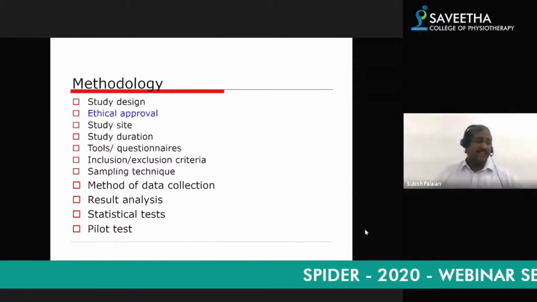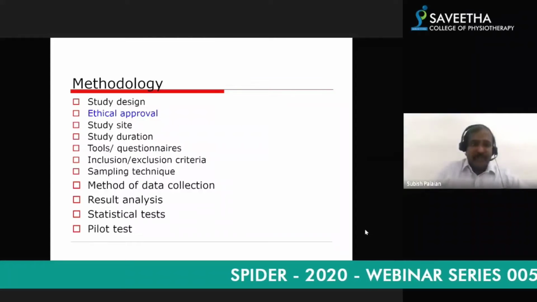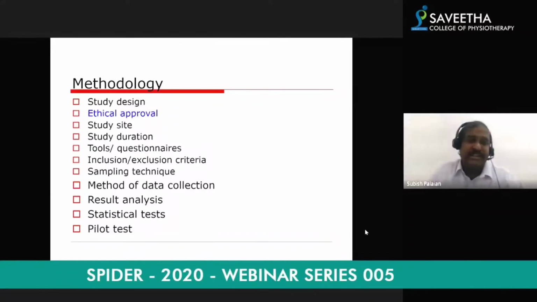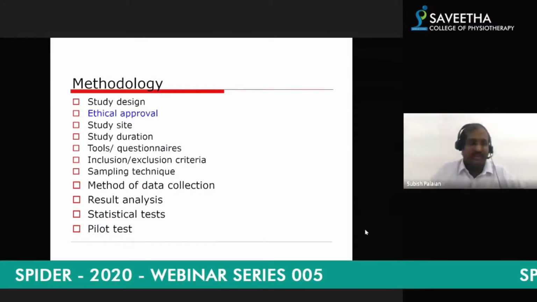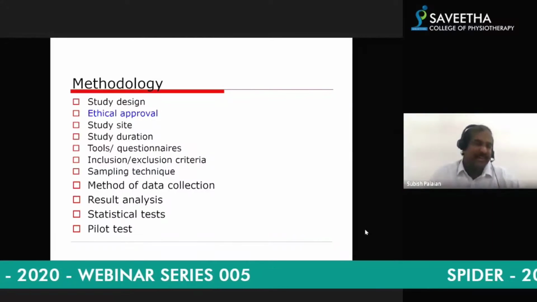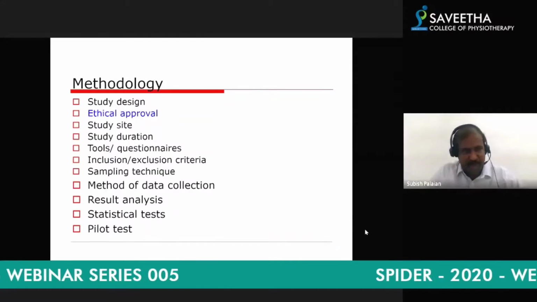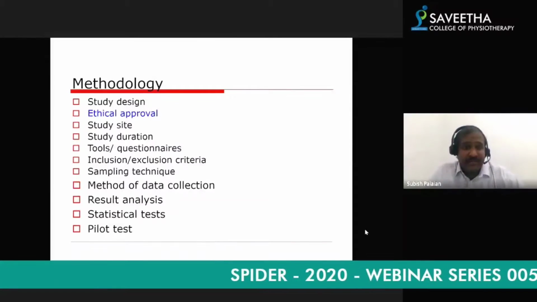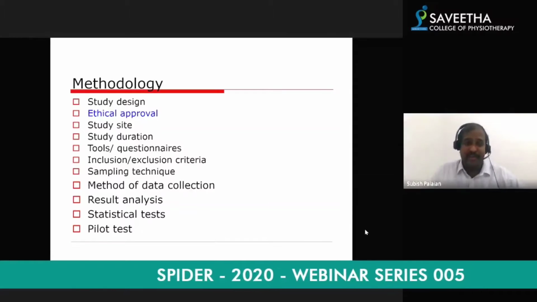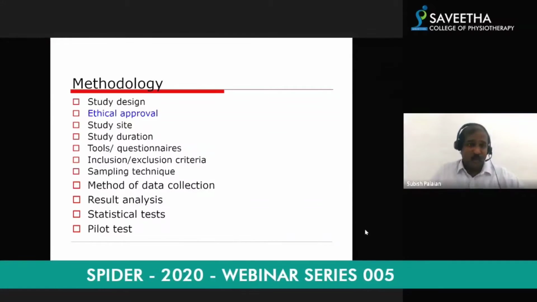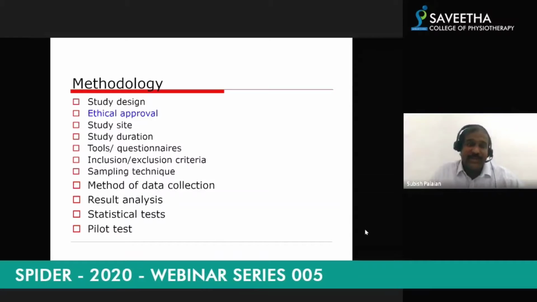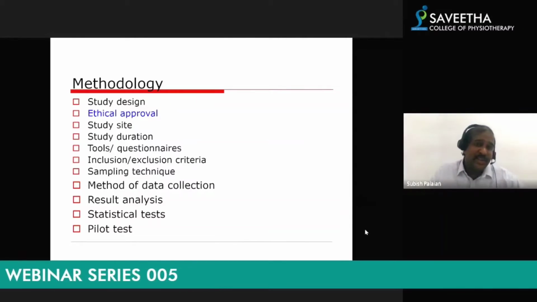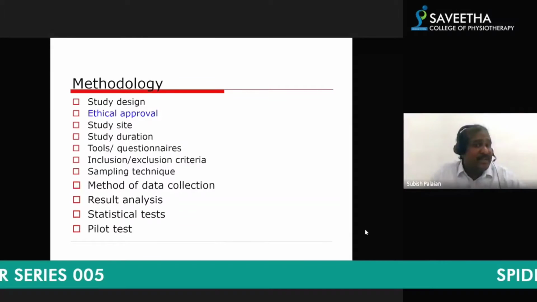Then the study site where the study is being done. This study is being done in a so-and-so hospital, which is a 450-bedded tertiary care hospital; you have to mention it like that. And study duration, whether it is 2 months, 3 months, and so on. And the tools and questionnaires, whether you use any questionnaire. Yes, I used a questionnaire, the back pain quality of life questionnaire. Whether this questionnaire is validated, whether I developed my own questionnaire or adapted it, and whether I took the permission to use the questionnaire.